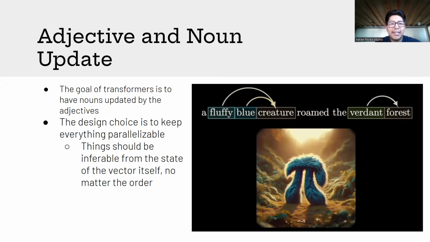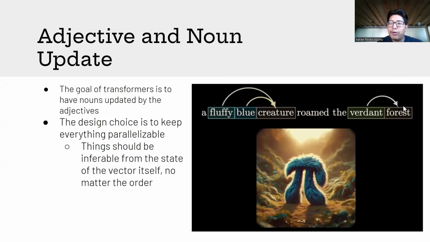So this design actually is able to keep everything parallelizable, meaning that things should be inferable from the state of the vector itself, no matter the order. So like I was saying, the adjectives and nouns do have an important impact on the word. So like creature right here. When you think of the word creature, you could think about any other creature, like a giant, a monster, a dragon, just anything related to a creature, right? So it's pretty much just in general. But when it comes to the adjectives, you are saying fluffy and blue. So these adjectives pretty much do have an impact on the word that comes after it. So this is why you get a picture of a fluffy blue creature, right?